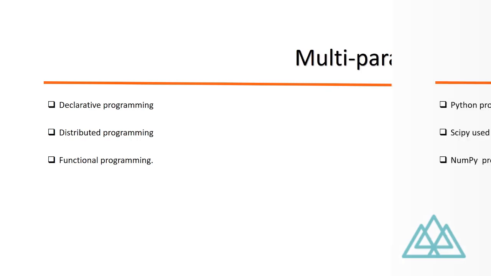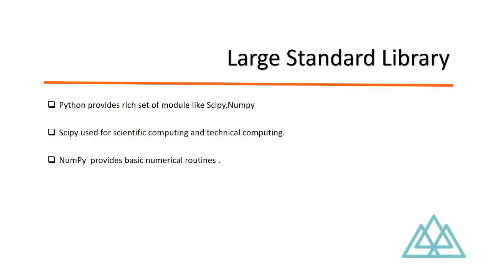And the fifth one, this is the most important and best thing in Python. Python provides a rich set of modules and functions for rapid application development. Like, these are some examples. SciPy. SciPy is used for scientific computing and technical computing. SciPy contains modules for optimizations, linear algebra, integrations, interpolations, special functions, etc.